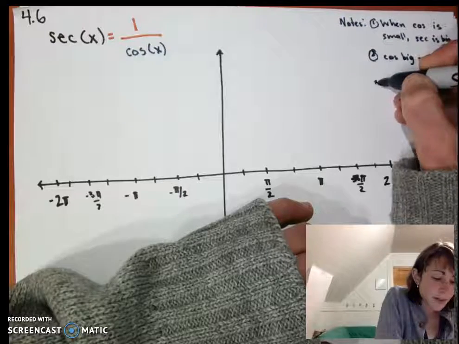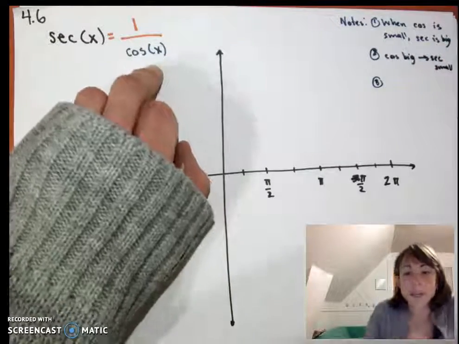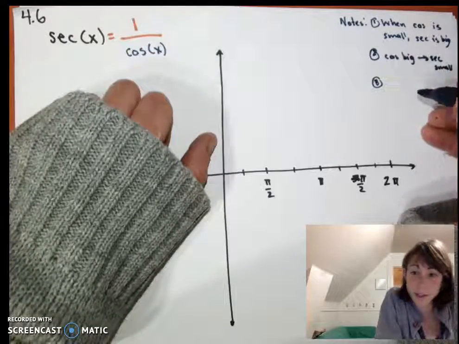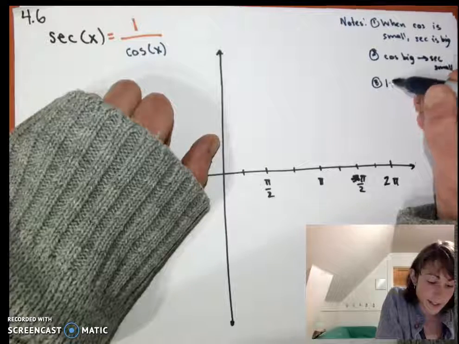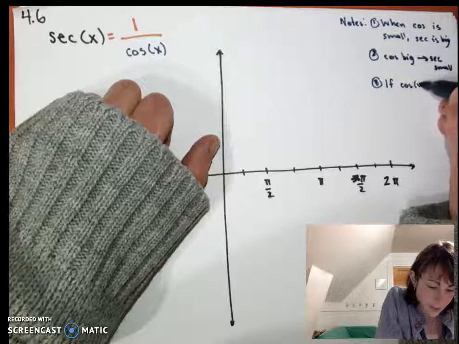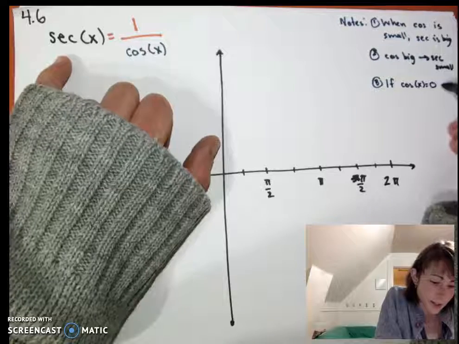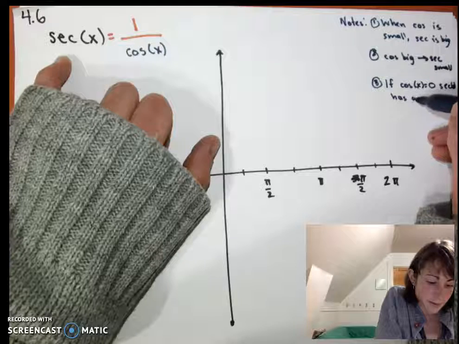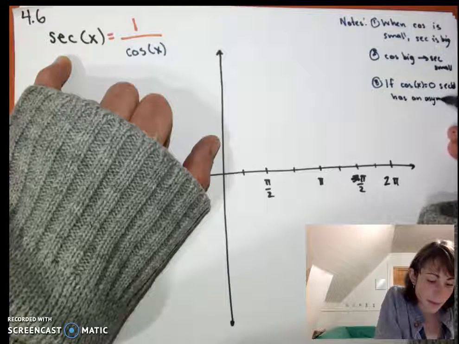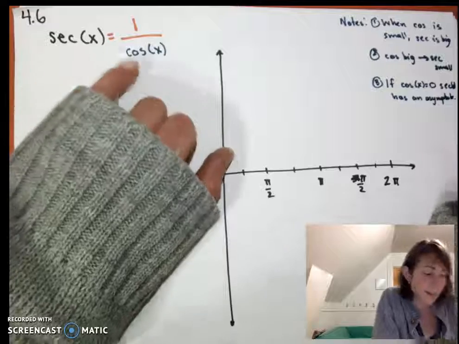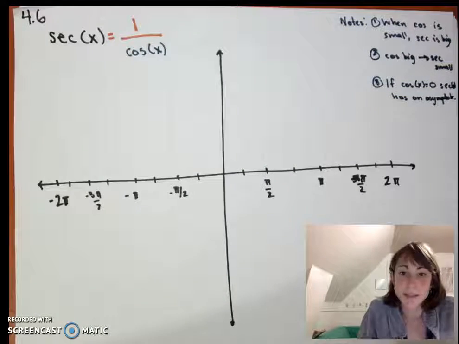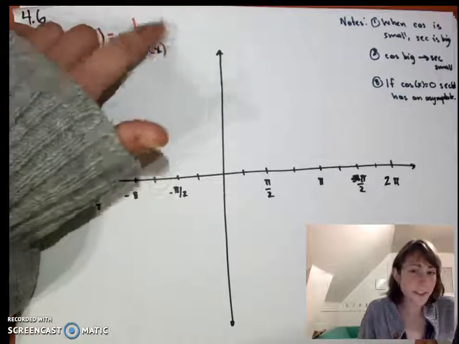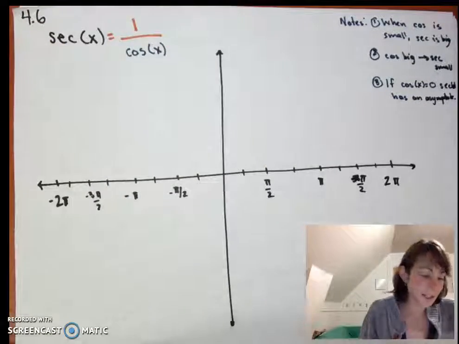What else might you notice? Well, what happens if cosine of x is 0? Then secant of x is 1 over 0. We'd be dividing by 0. That's undefined. So if cos of x equals 0, then secant of x has an asymptote, which you'll remember from our rational functions unit. When we have a 0 in the denominator, that makes an asymptote in the graph. So we're going to use these properties, but first let's just plot some points for secant of x.